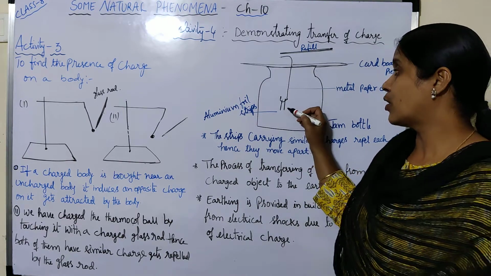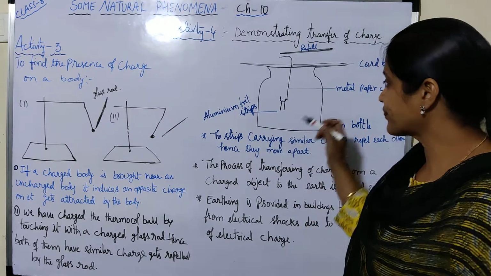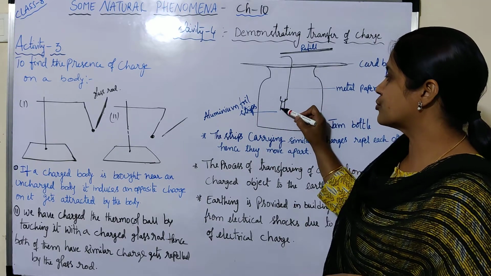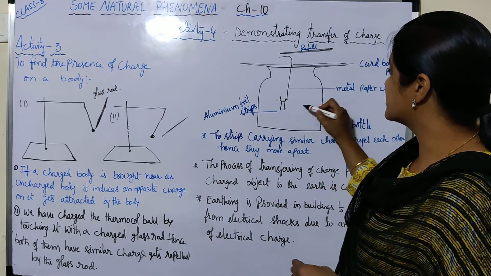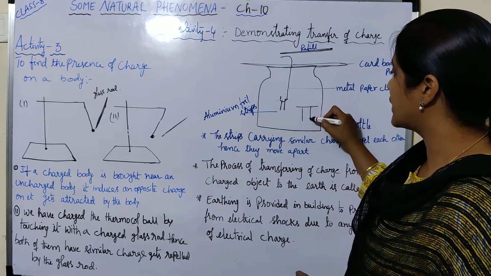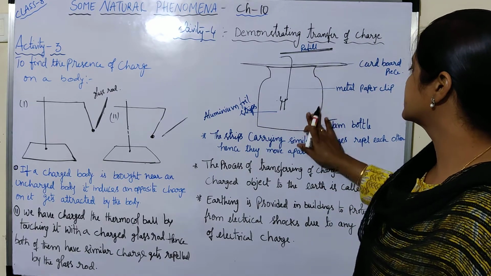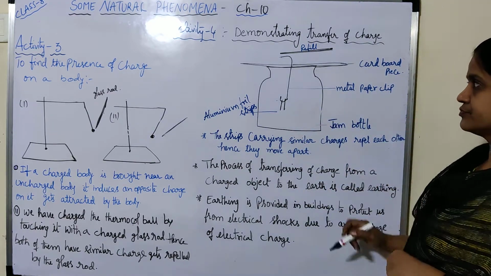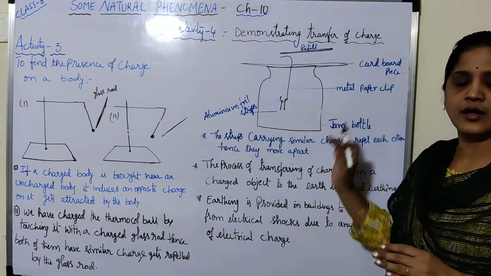What are these? Strips which are made up of aluminum. These aluminum strips should be perpendicular to this paper clip, which is parallel. This is the paper clip and these strips are perpendicular to this metal clip. Next, now take a refill. This is the arrangement of the activity.